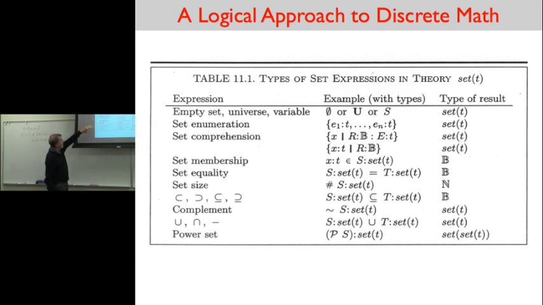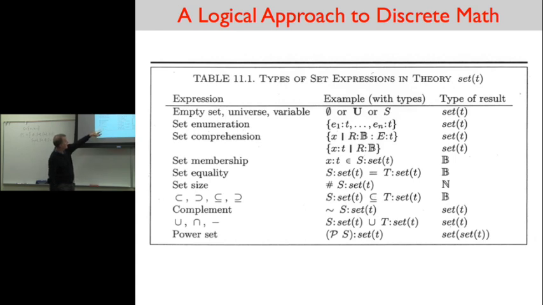The first line, we have the empty set, the universe, and some variable, right? So an example is the empty set, the universal set, or S. The type of the result, the type of the empty set or the type of S, is type set T. And then we have set enumeration, and we have each one of those E1s, E2s, E sub n, if that's of type T, then the set enumeration is of type set T. And we have set comprehension, they're type set T.